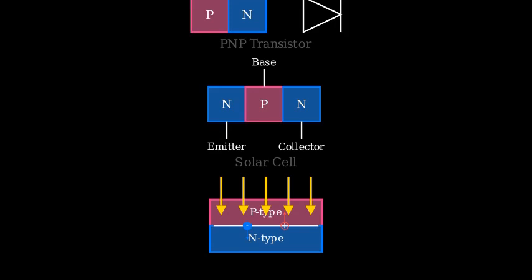To summarize, P-type semiconductors are created by doping silicon with trivalent impurities, creating positively charged holes as majority carriers. They're essential components in diodes, transistors, solar cells, and virtually all modern electronic devices.